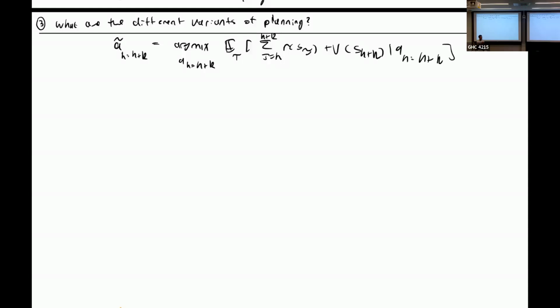If someone has taken maybe Zach's control course, does anyone remember what a forward shooting method is? Yep. So I would say what we're doing here is fairly similar to what people sometimes call a shooting method.